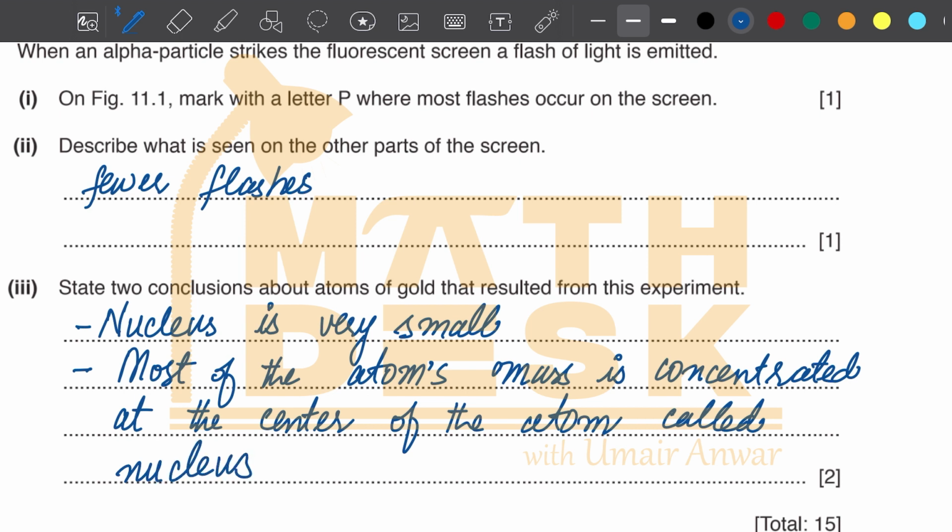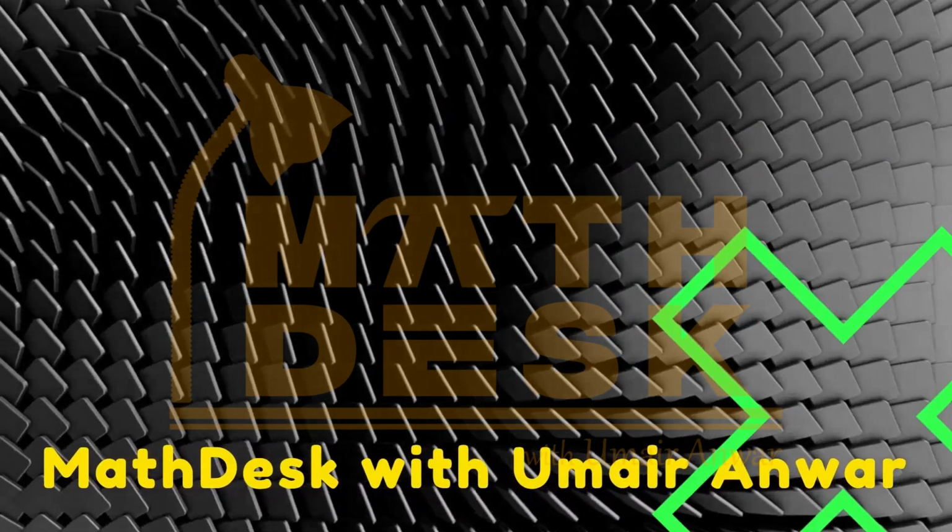Okay, so the question ends here with this part. We try to explain complex concepts in simple language and with effective examples.